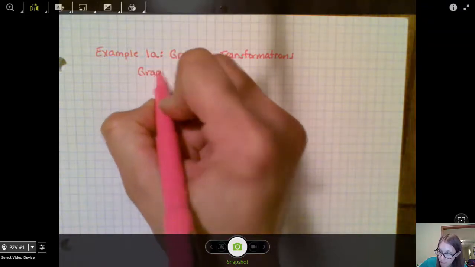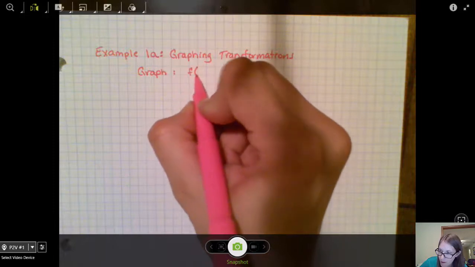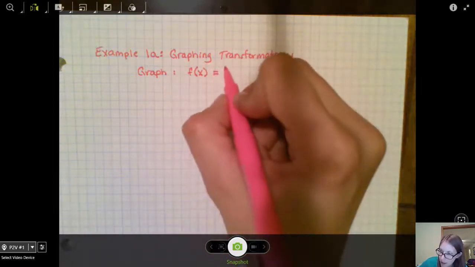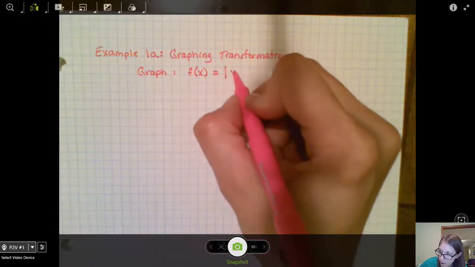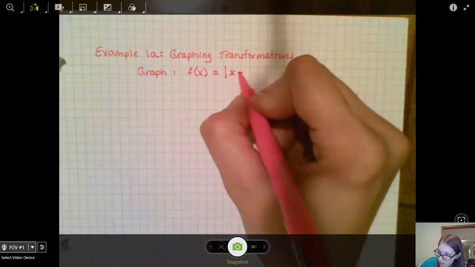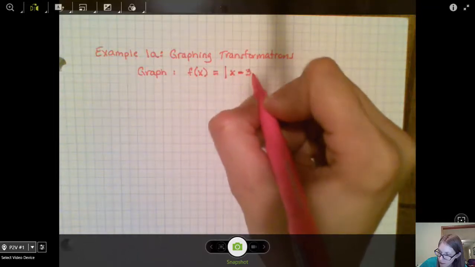And let's graph our function f of x equals the absolute value of x minus 3.